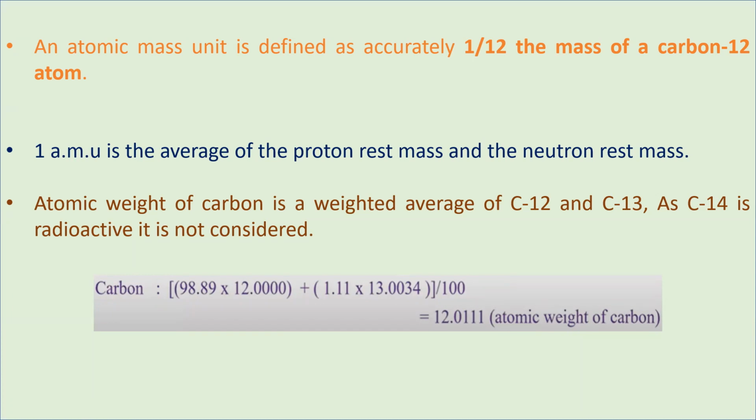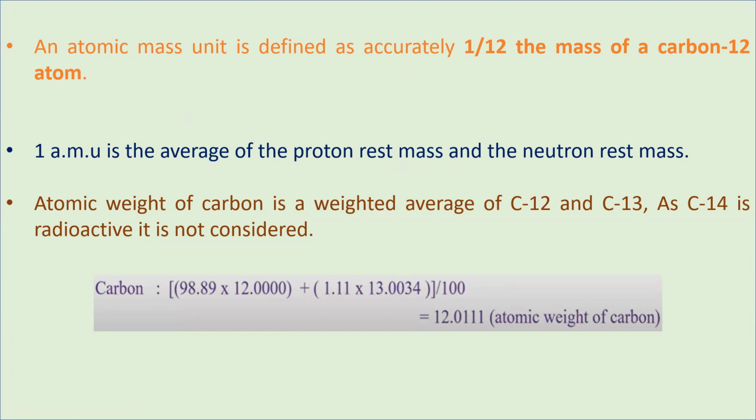Protons and neutrons are not actually in rest motion, but when they are at rest and we take the average, it will be equal to 1 AMU. So whenever you are asked about the atomic mass unit, you can state these two things. That is, it is 1 by 12 the mass of a carbon 12 atom. Also, it is equal to the average of the proton rest mass and the neutron rest mass.